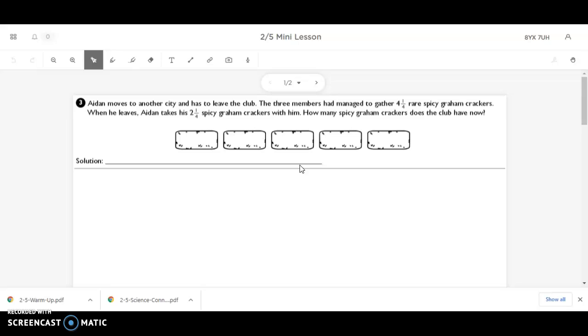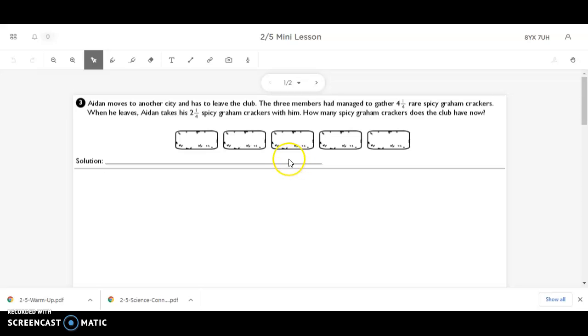Aiden moves to another city and has to leave the club, the Graham Cracker Club. The three members had managed to gather 4 1/4 rare spicy graham crackers. When he leaves, Aiden takes his 2 1/4 spicy graham crackers with him. How many spicy graham crackers does the club have now?